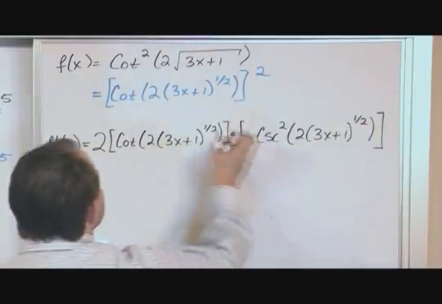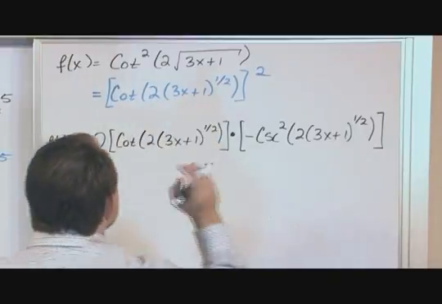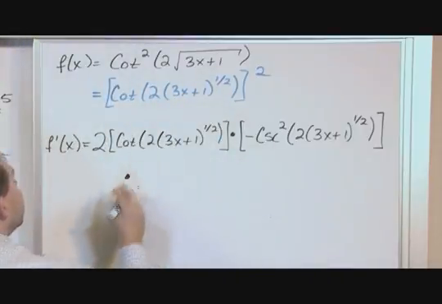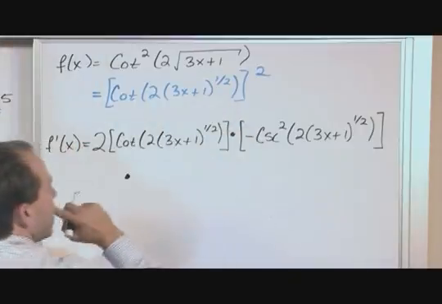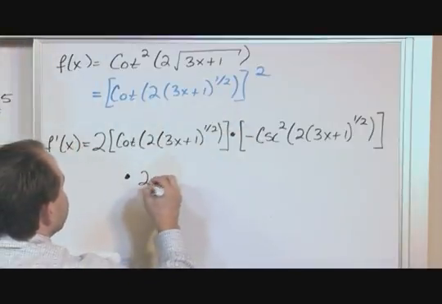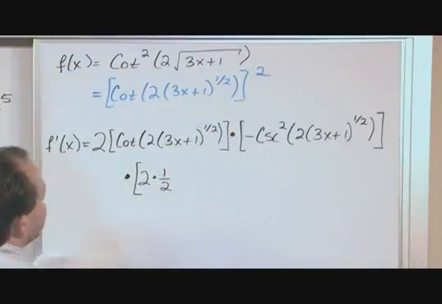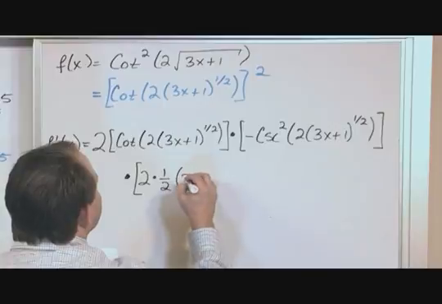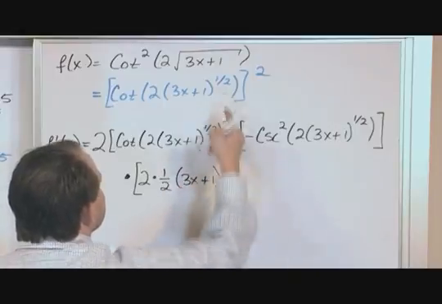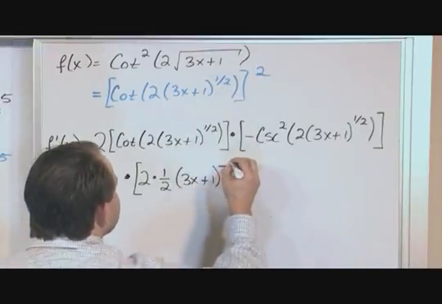This is just simply the derivative of the cotangent, so we leave the inside alone, but then we have to multiply by the derivative of the inside, right? So what you'll have is 2 times, let's write it like this, 2 times the 1/2 comes down, right? And then 3x plus 1 minus 1 there gives us negative 1/2.